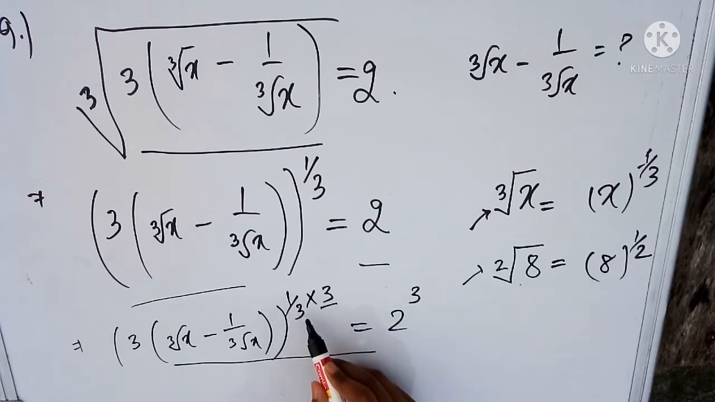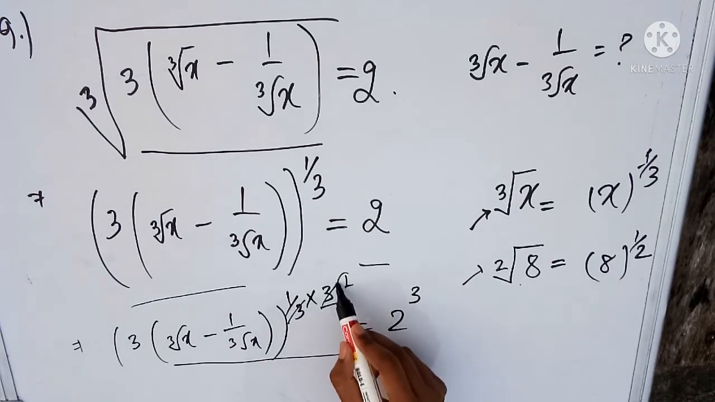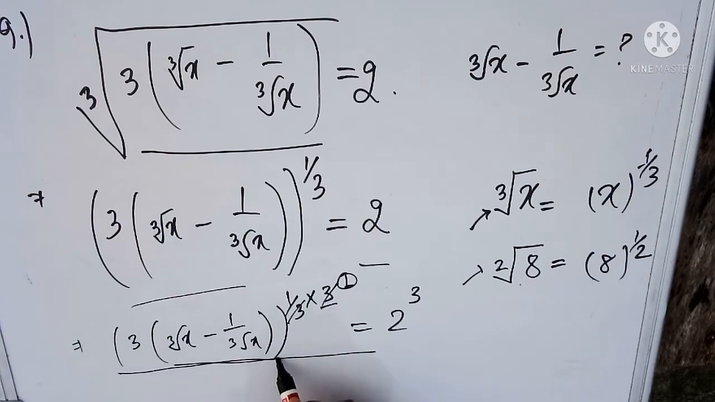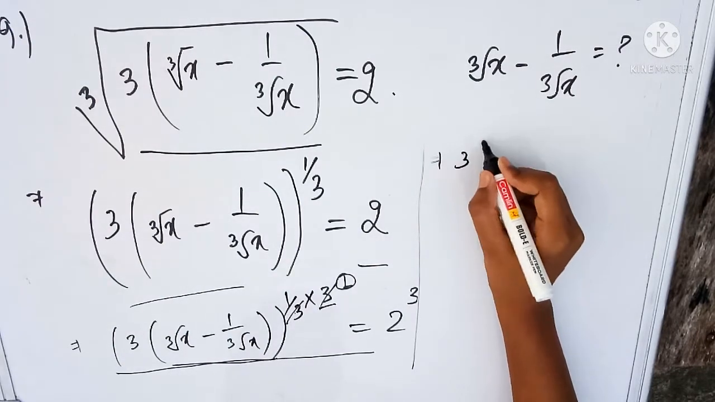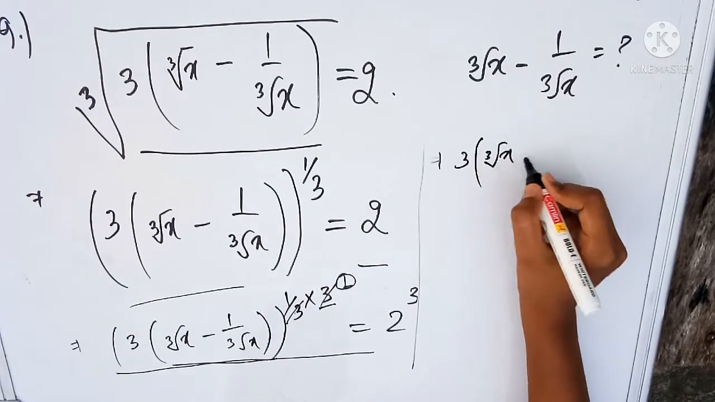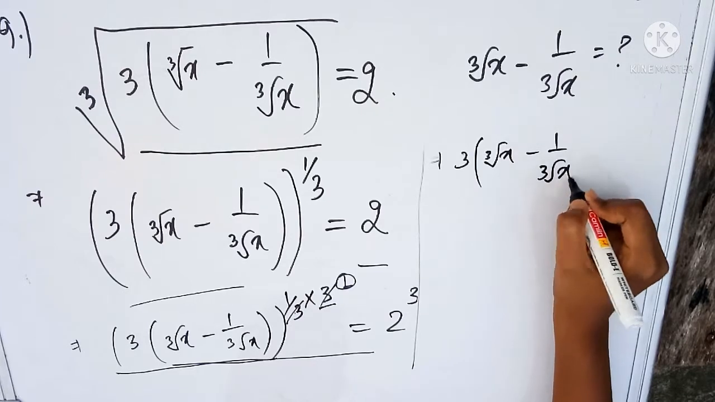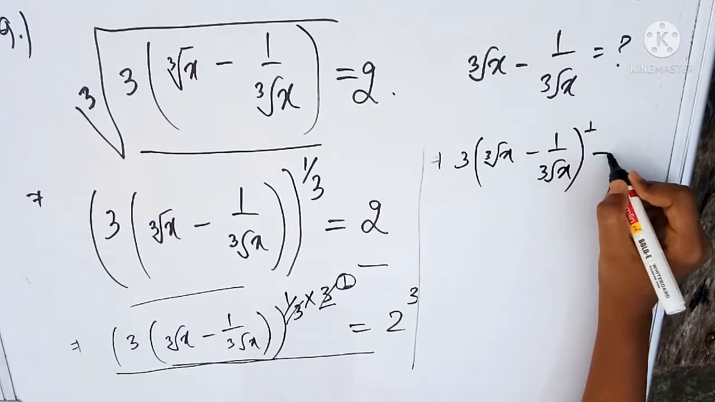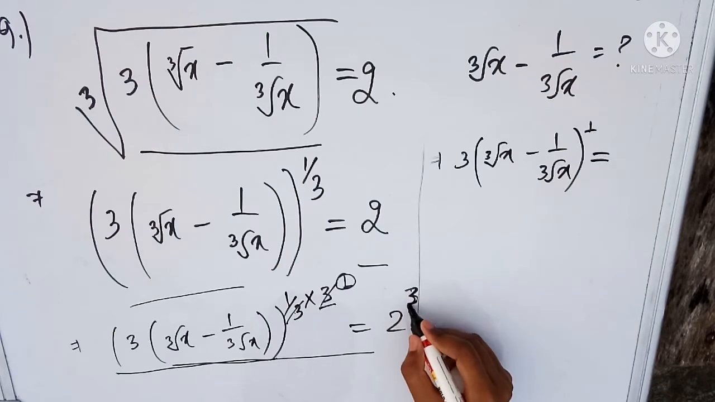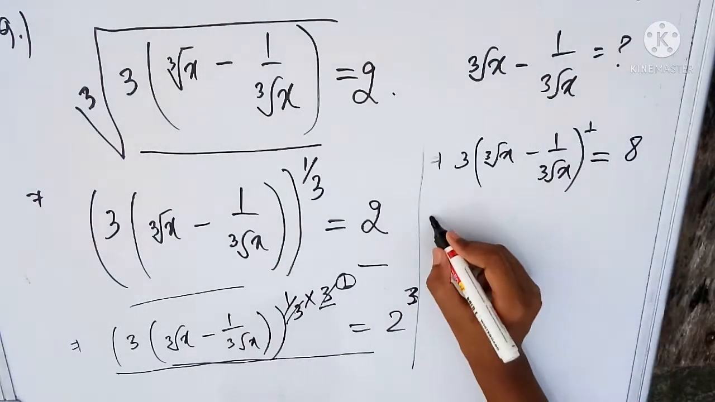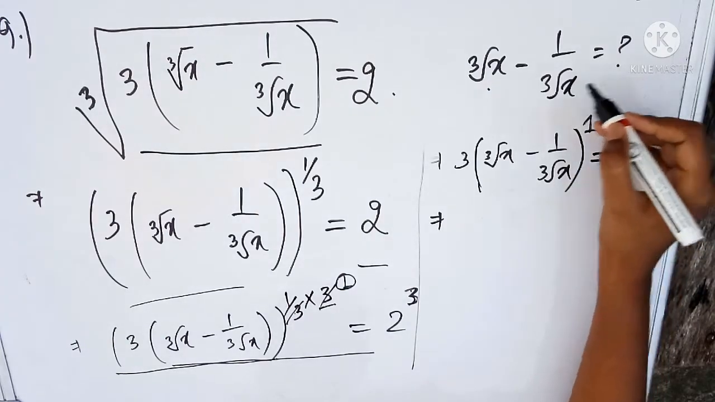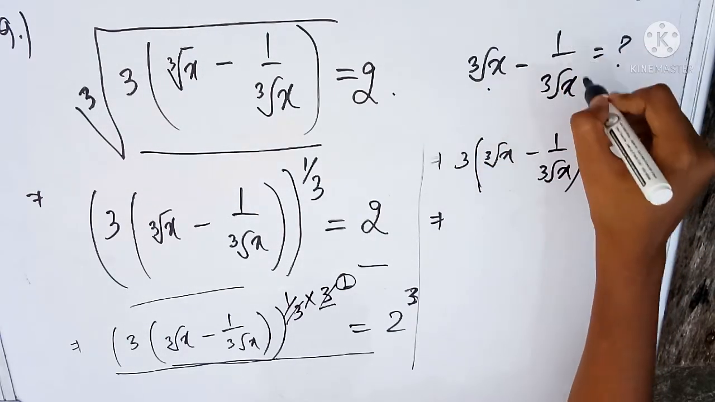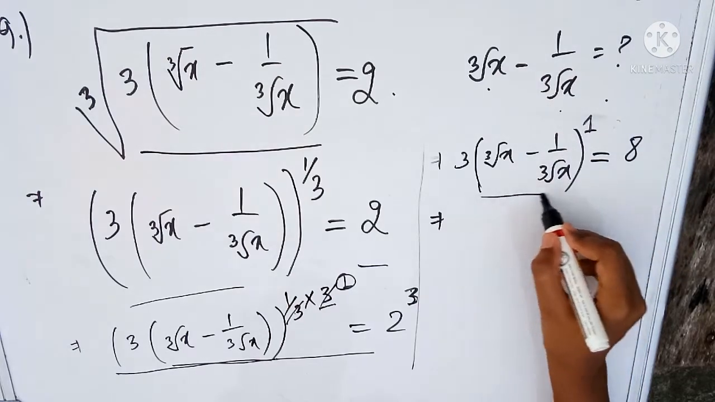Now here we can see that we can cancel this 3 with the 1 by 3, and thus we can say here we have power as only 1. So this can be written as 3 multiplied by cube root of x minus 1 by cube root of x to the power 1 and is equal to, if we do the cube of 2, then you will get here 8. So now here you can see we have to find out the value of cube root of x minus 1 by cube root of x, which is present inside this.